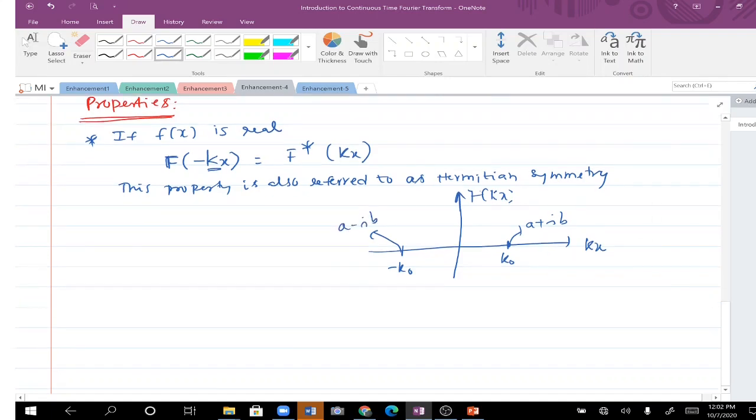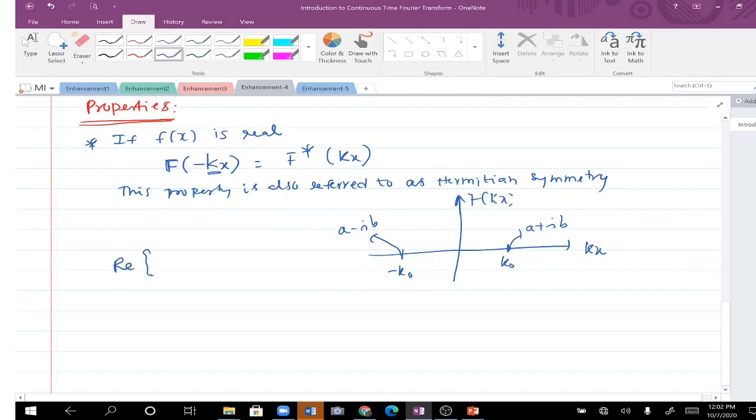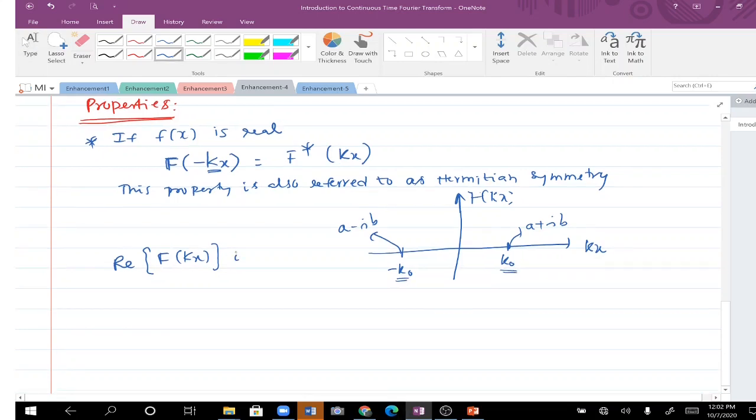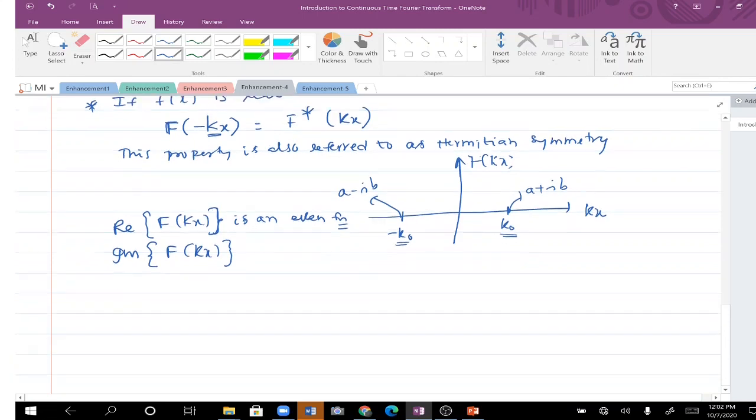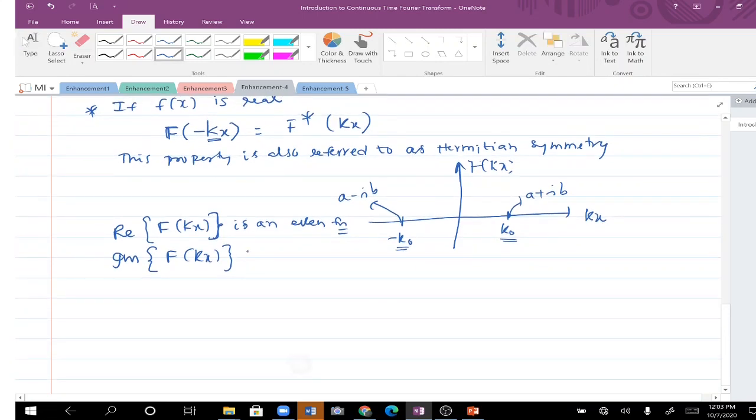So what can I say also then? The real part of f of kx, if you look at just the real part, is the same at k naught and minus k naught. So this is an even function, is it not? Now when it comes to the imaginary part, this is equivalent to an odd function, f of minus x equal to minus f of x. So the imaginary part of f of kx, we are just stating the above Hermitian symmetry property slightly differently, is an odd function.